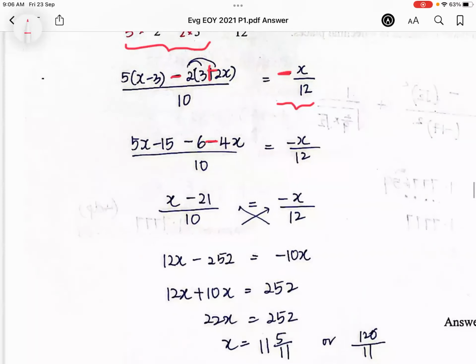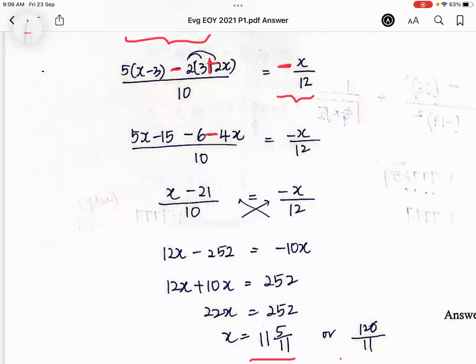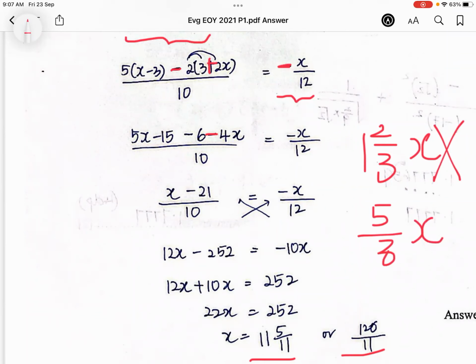Okay, the answers can be either in the mixed number or improper fraction. For algebra, those with x, always try to put it with improper fraction. Do not write things like that. This is wrong. Okay, we should write the improper fraction with it.